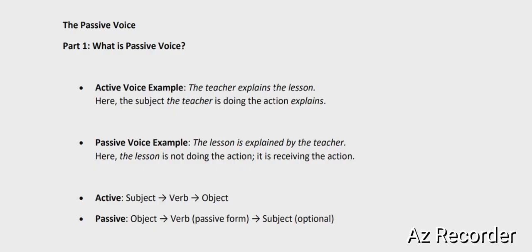Part 1. What is passive voice? In English, most sentences are written in the active voice, where the subject performs the action of the verb. Active voice example: The teacher explains the lesson. Here, the subject, the teacher, is doing the action explains.